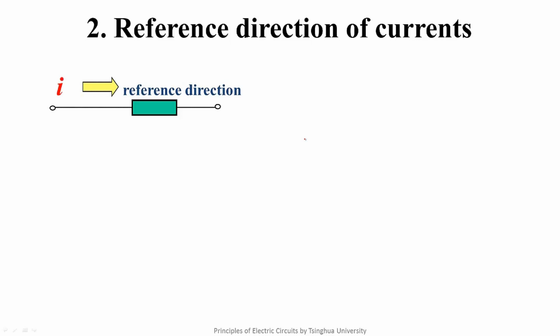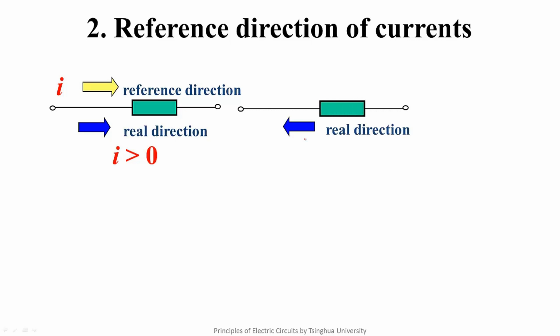Since you've known the need for reference directions, let's discuss the direction of the current and the voltage respectively. For current, if we define its reference directions as from left to right, and its real direction is from left to right too, then the calculated current with the reference direction must be larger than 0. As to how to calculate it, we will cover this topic in the following lectures. And if the real direction of the current is from right to left, then the calculated current with the reference direction must be less than 0.